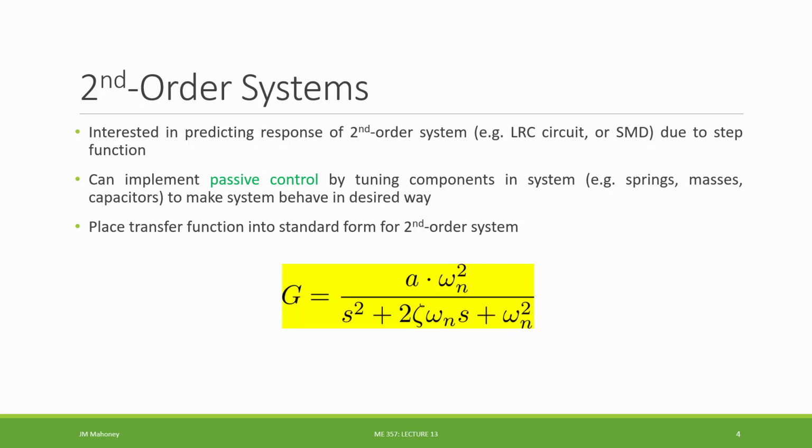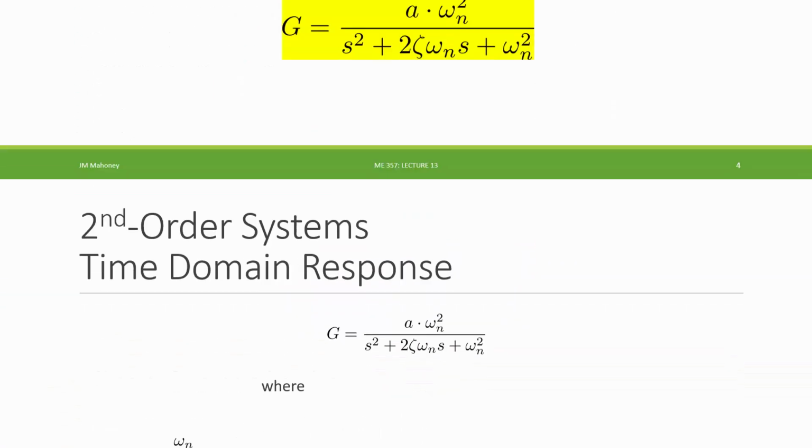Once the leading coefficient is 1, then we can look at the rest of these terms. In front of the s term, we're going to have 2 zeta omega n, and our constant term is omega n squared. And then the numerator is going to be A times omega n squared. So we see 3 parameters here that we're going to need: A, zeta, and omega n. So we have our standard form.